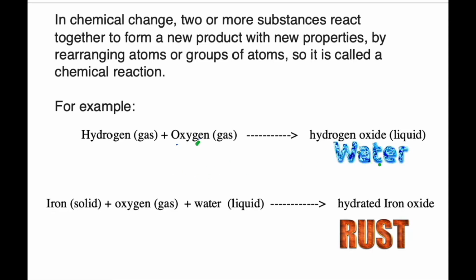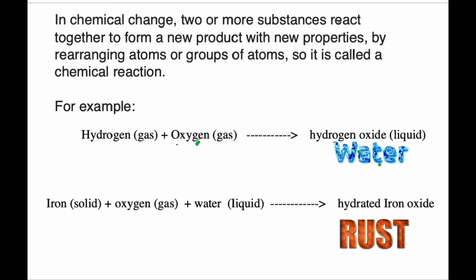So in this chemical reaction, we have seen that two substances are reacting together and a new product is formed with new properties, and this is done just by rearranging the atoms or groups of atoms present on the reactant side. When the product is formed, the elements get rearranged. It is the same elements, hydrogen and oxygen, but now they have rearranged themselves and become hydrogen oxide. Let us see another example.